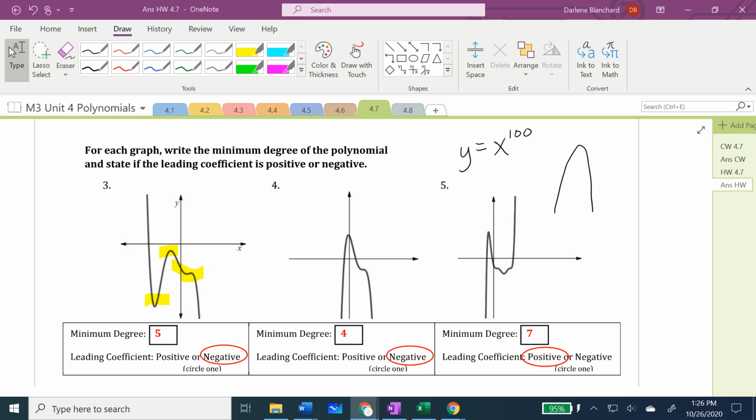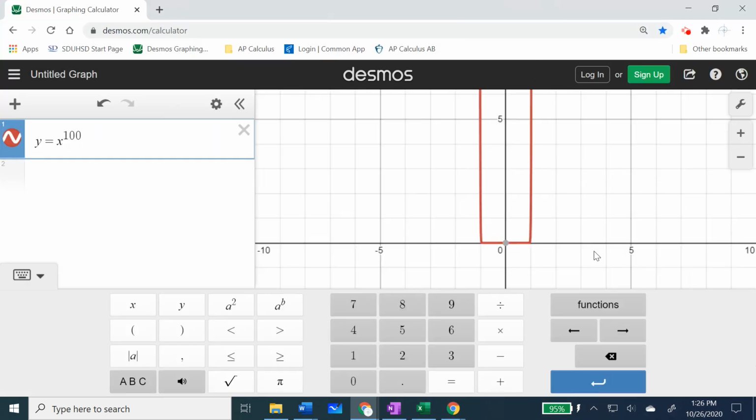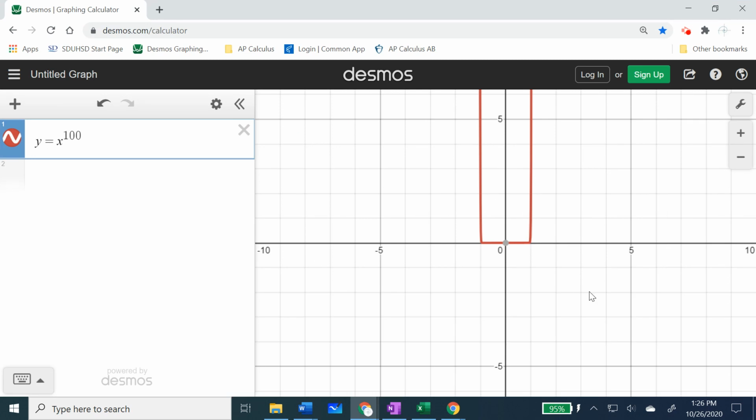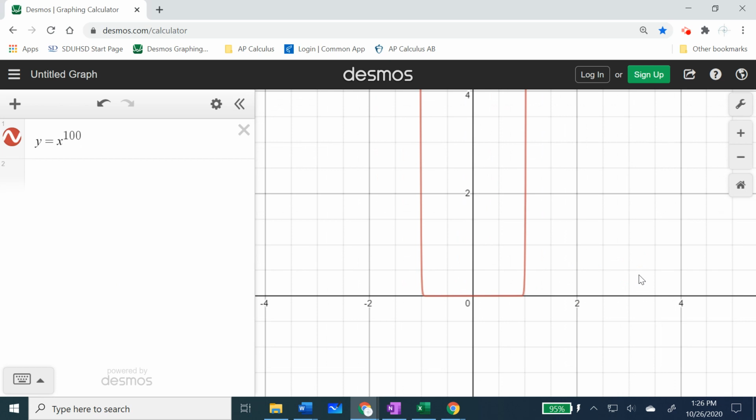Are you ready? Are you ready? Here it comes. This is what x to the 100 looks like.